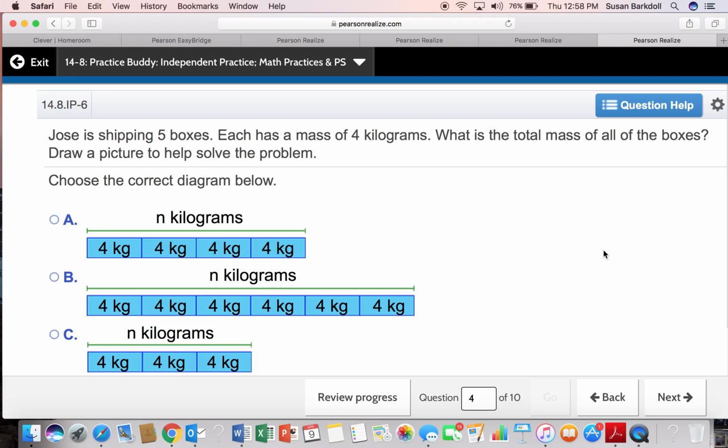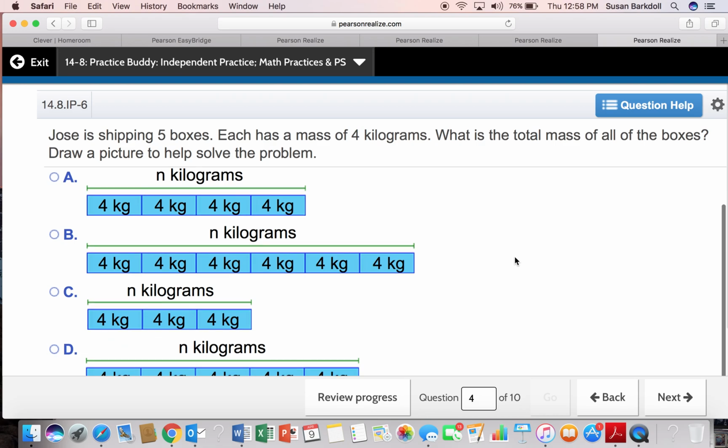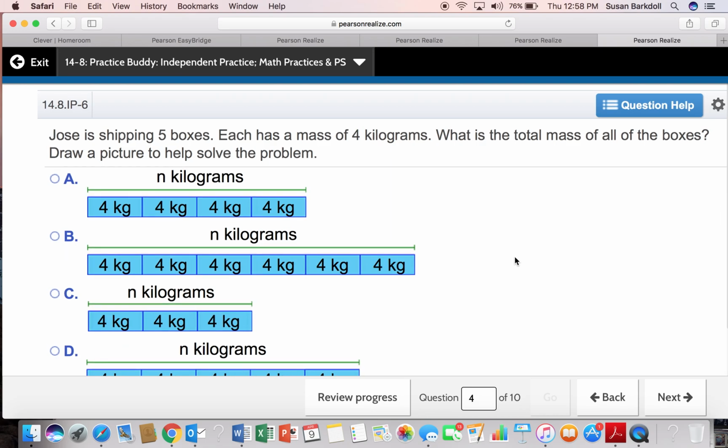Jose is shipping 5 boxes. Each has a mass of 4 kilograms. What is the total mass? So we want to have 4s down below. 1, 2, 3, 4.